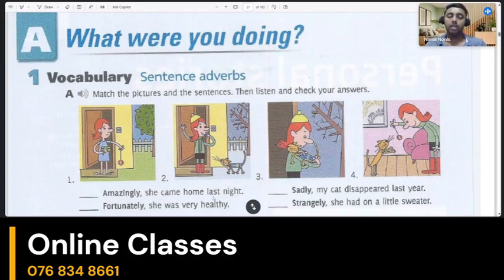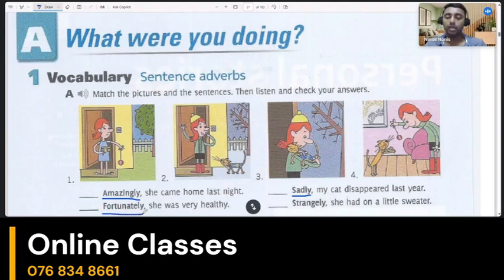Amazingly, she came home last night. So we are trying to learn vocabulary as well as how to use these words in different situations. So amazingly, she came home last night. Sadly. My cat disappeared last year. Disappeared. Sadly, my cat disappeared last year.